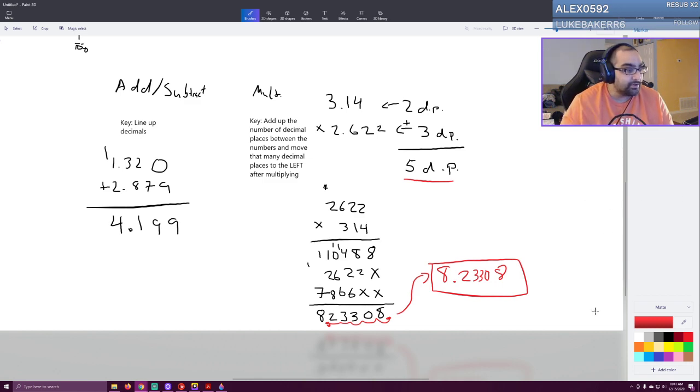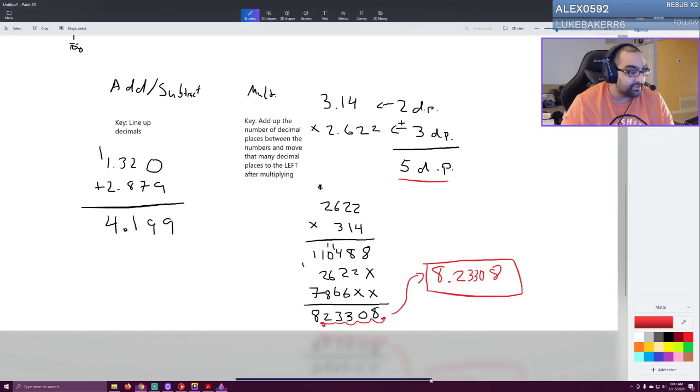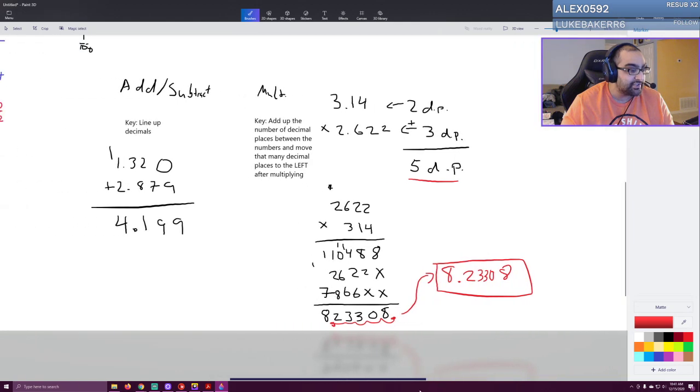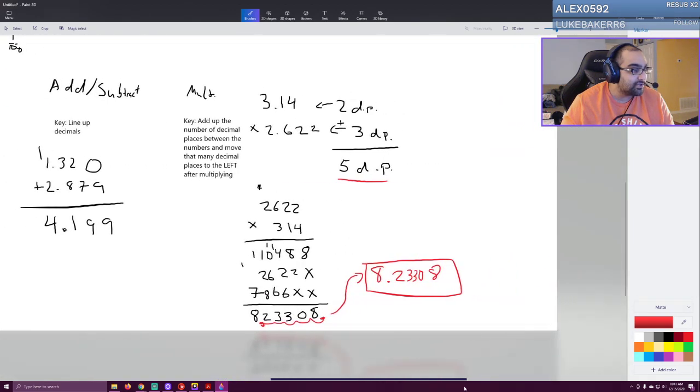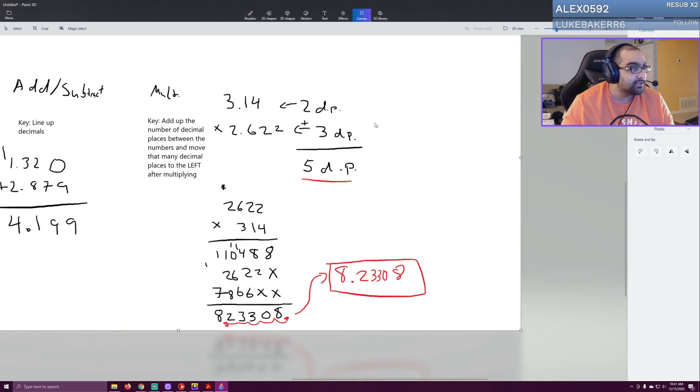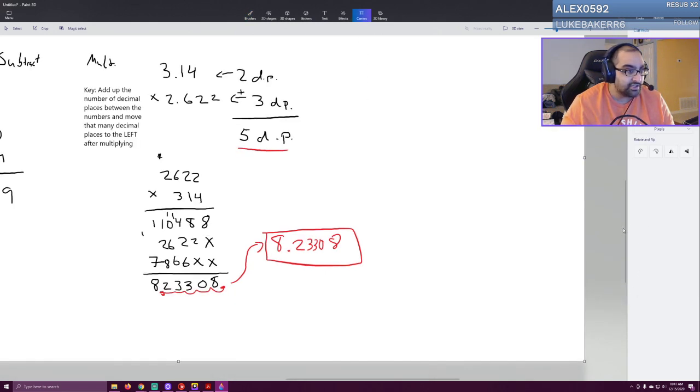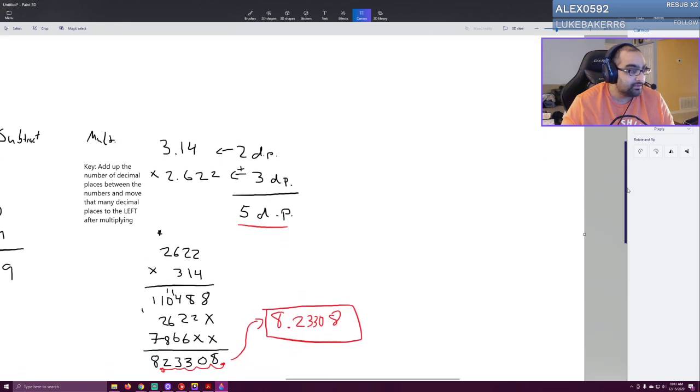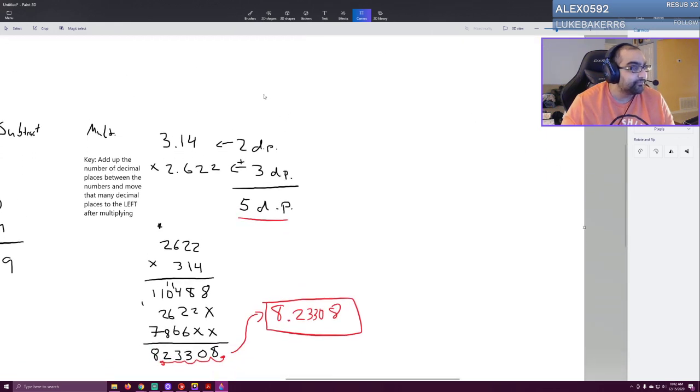All right, there we go. That's for multiplication. Now for division, it's just a little different. All right, so let's talk about division here really fast. That'll give a nice little broad overview of decimals in a nutshell. So for division, here, let's talk about the key.